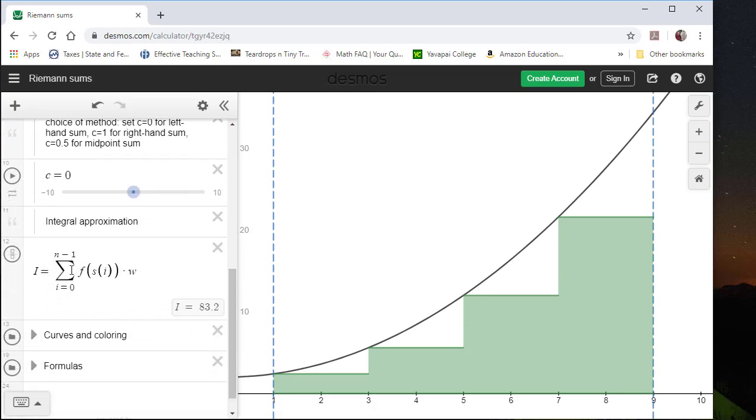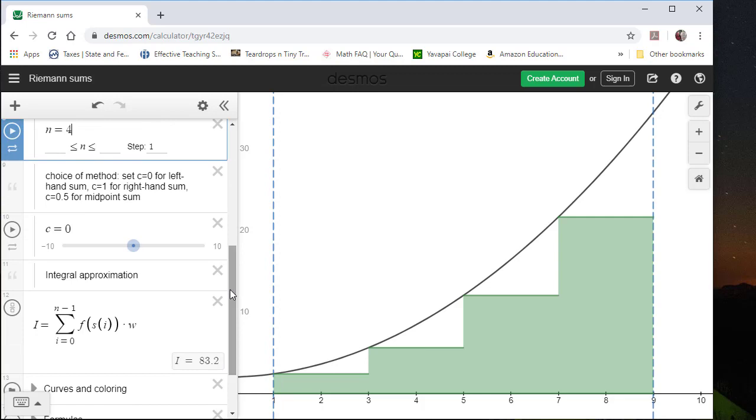And this right here is what we call a Riemann sum. The sigma just means that you're summing things up. You're summing up f's, which are heights, times widths. And the number that it says we get is 83.2, which is precisely what we got when we did it by hand. If we want to choose to do a different kind of sum, it says in here, choice of method, set c equal to 0 for left-hand sum. That's what we're doing.